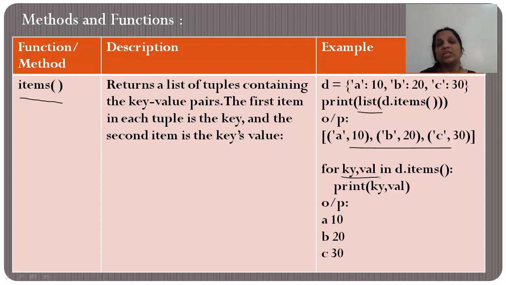So what do I do? I write two variables, ky, val. So ky picks the first value in the pair, and val picks up the second value in the pair. And we have realized that the first value is always the key. So ky picks up the key and val picks up the value. And finally, when I say print(ky, val), it's showing me A10, B20, C30.